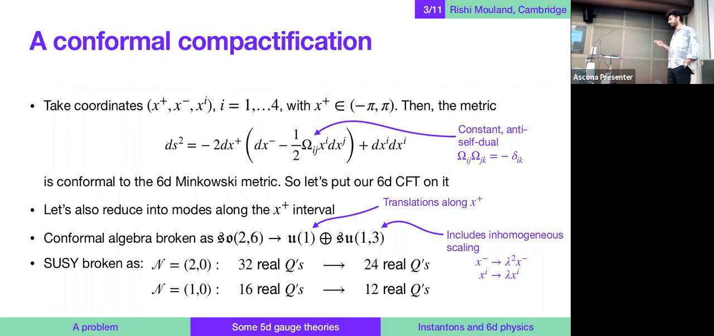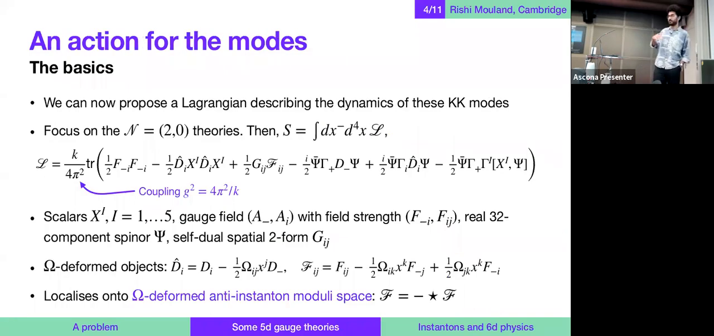And I have this SU(1,3) factor, which is harder to see, but it does include this inhomogeneous scaling symmetry that Vita touched upon, and I'll have more to relate it to what Vita said a bit later. I should say as well, this compactification breaks only a quarter of the supersymmetry. So now I want to propose a Lagrangian description for modes on this interval.